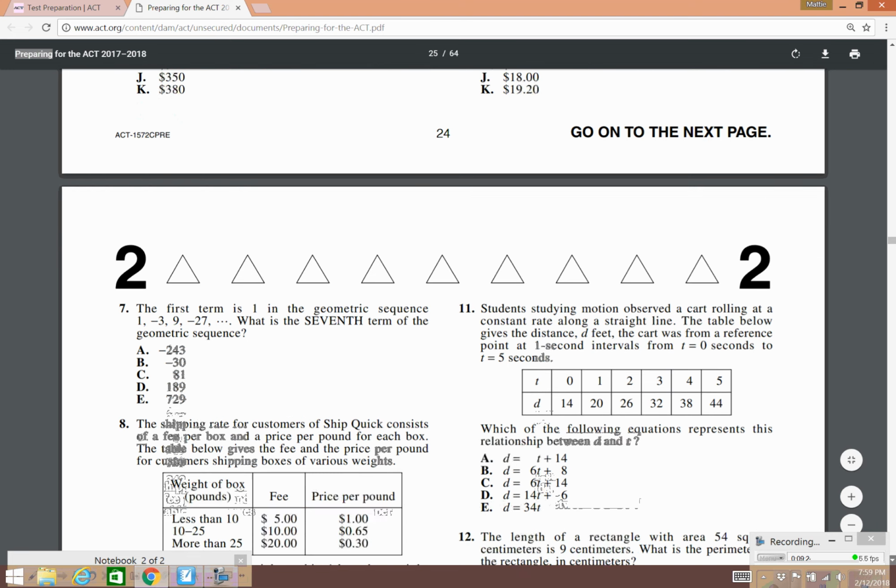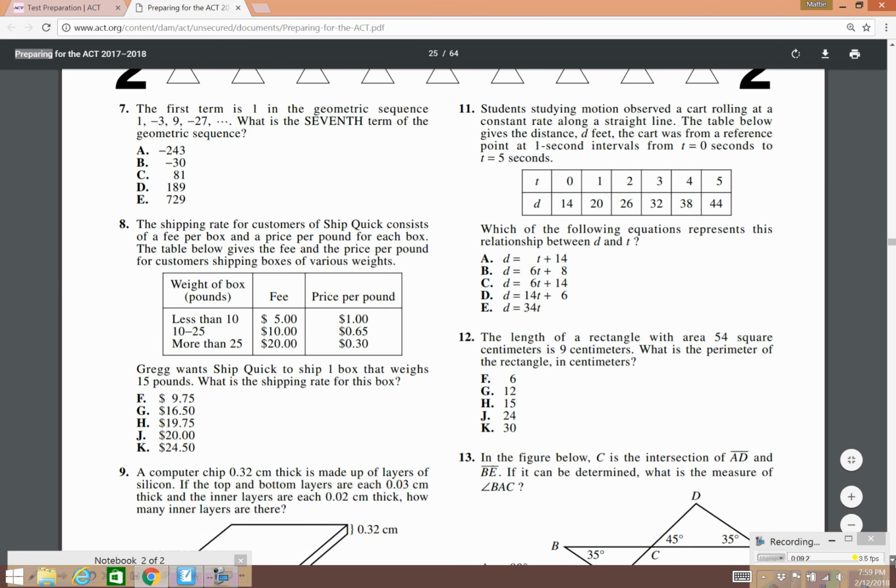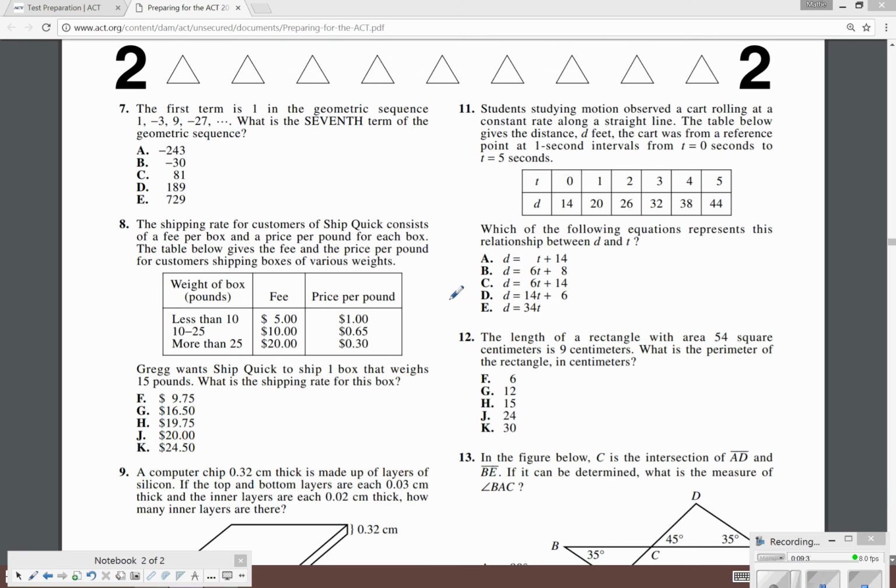Looking at number 7, it says the first term is 1 in the geometric sequence given. What is the 7th term of the geometric sequence? One of the things that we learn about in Algebra 2 is geometric and arithmetic sequences, but a lot of times the formulas are not something that we either have a reason to commit to memory or something that we can remember easily, and so we oftentimes forget them. So what's important in a question like number 7 is that you know how to answer it without having to know a formula. So it says the first term is 1.